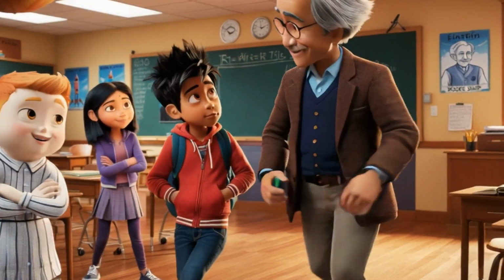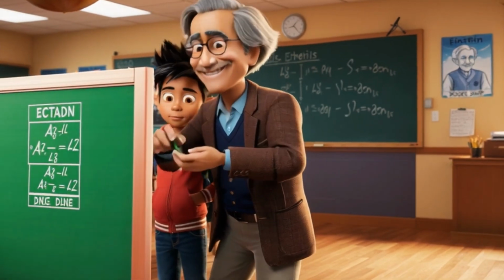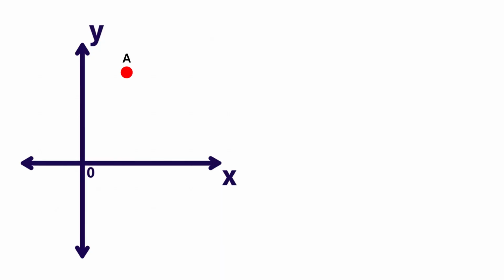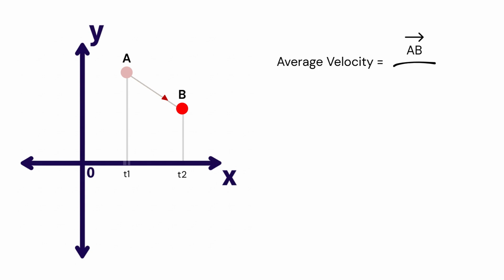Let's illustrate average and instantaneous velocity on a graph. Consider a body moving from point A to point B. Let's assume that the time at point A is t1 and the time at point B is t2. The average velocity of the body is defined as the displacement vector from A to B, represented as AB arrow, divided by the elapsed time, which is t2 minus t1. This calculation shows how fast the body moves from position A to position B.